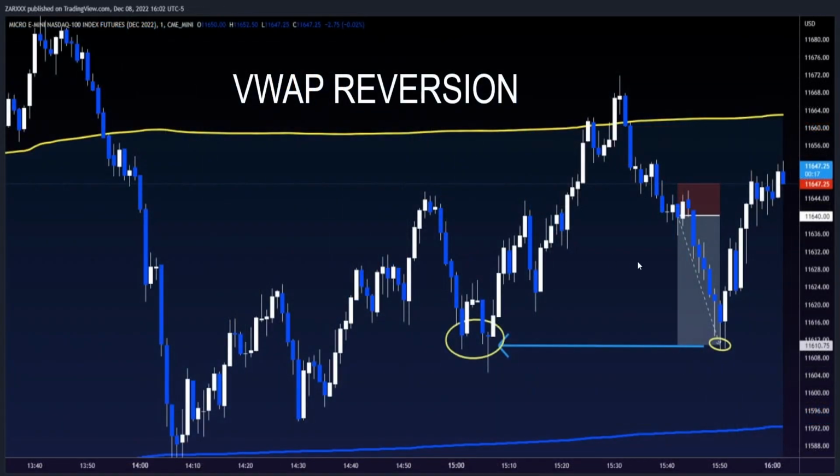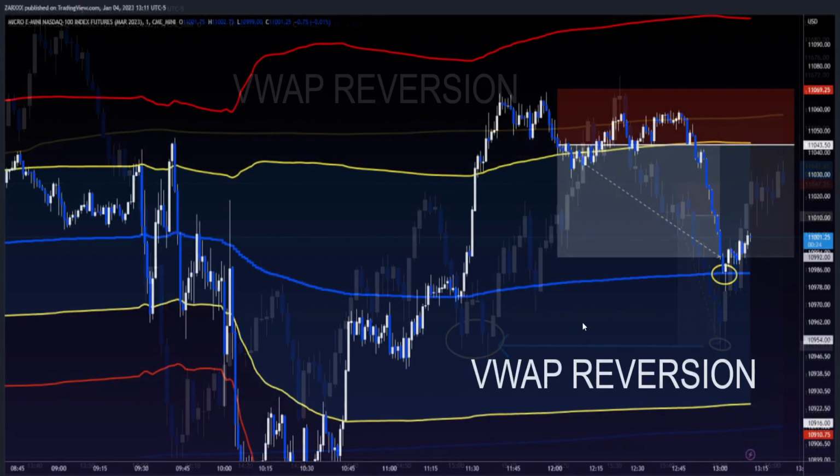And now VWAP reversion. These are trades where prices have deviated away from the volume weighted average price, this blue line down here, and then simply taking a reversion move back towards VWAP. Doesn't always have to get there. This one I believe actually did later on. Doesn't matter. We're taking this magnetic move back on this breakdown of structure under here to a key support level in this case. It was a very nice trade. This was about a 4 or 5R win.